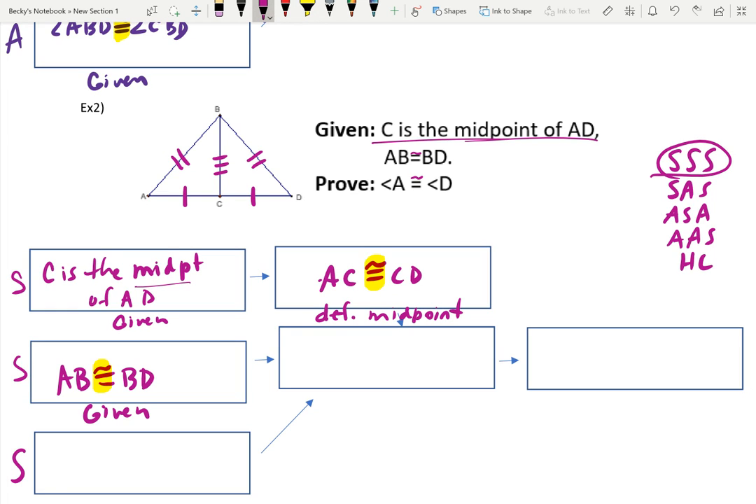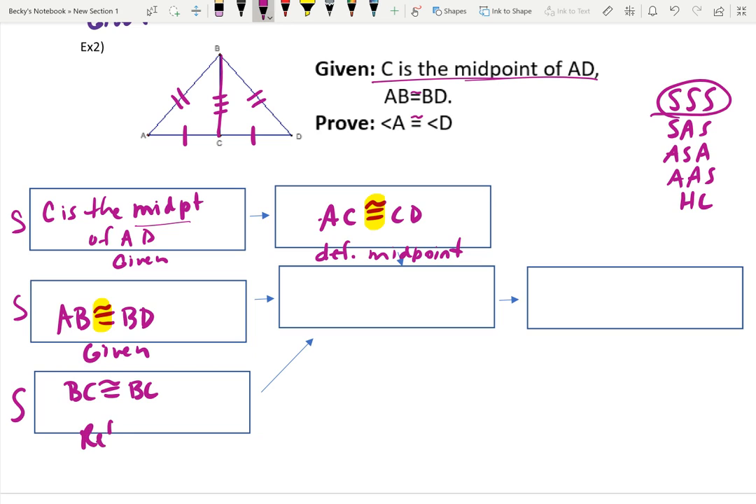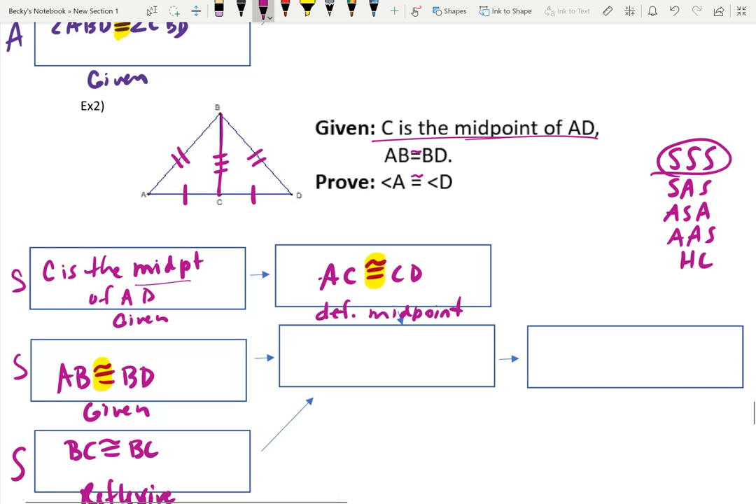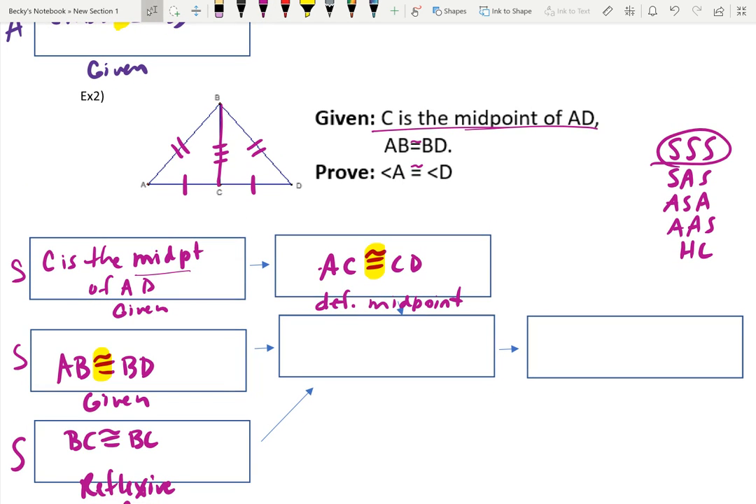And then we have this reflexive side again. So just like before, BC is congruent to BC. And underneath, we're going to say it is the reflexive property. All right, so now you're going to bring everything together. There was an arrow here that I kind of wrote over.